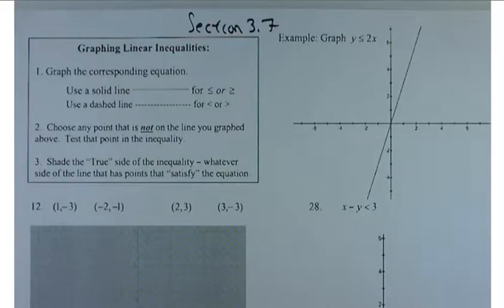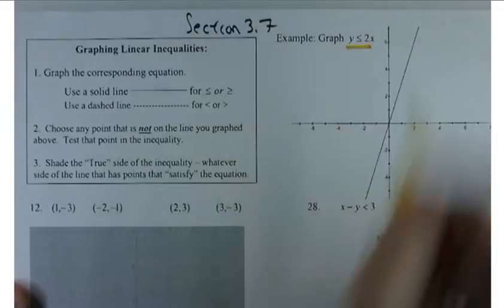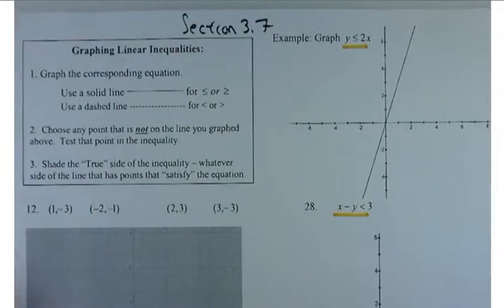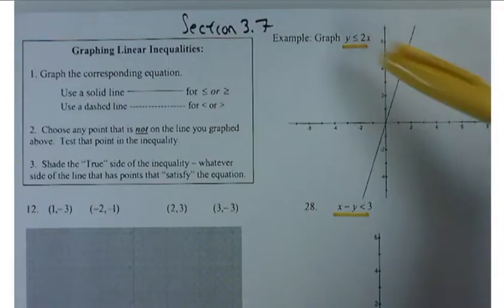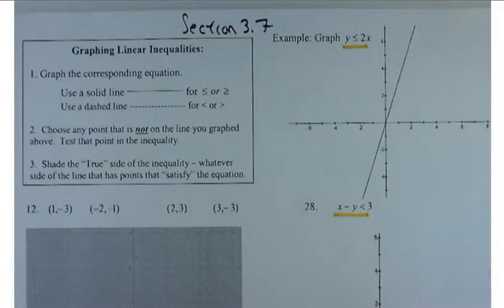Section 3.7 discusses graphing linear inequalities. A couple of examples of linear inequalities are on the handout that you have in front of you. Here's one, here's another. It looks a lot like a linear equation, except between the two sides, instead of an equal sign, you've got an inequality: less than or equal to, less than, greater than, or greater than or equal to.